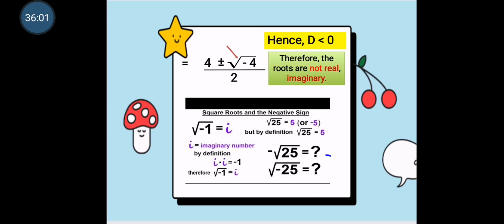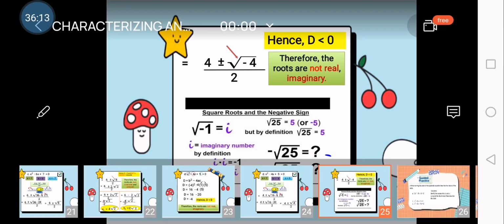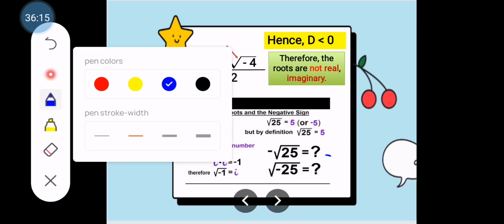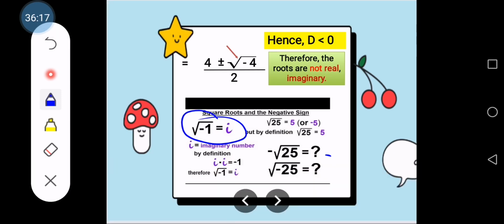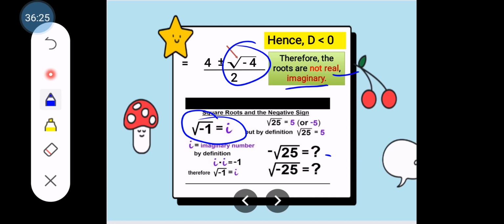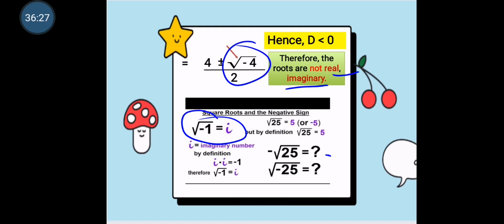So, square root of negative 4. Hence, that is, the discriminant is less than 0. Ibig sabihin po, ang ating roots are not real. Pag sinabing not real, hindi siya totoo. Or, imaginary number na siya. So, kaya po naging ganyan. So, there's no such value of square root of negative 4. So, wala po siya. And then, that is just an imaginary. So, wala na po tayong makukuha dyan.